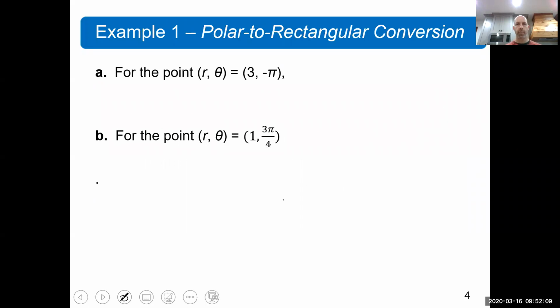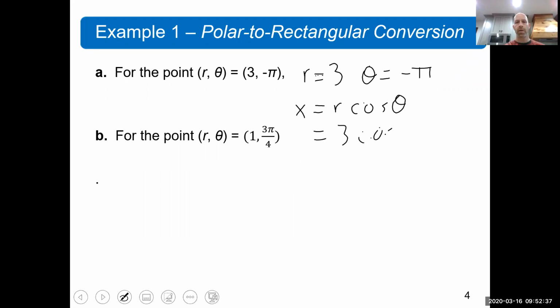All right, so our first example here is we're going to convert a couple of these from polar to rectangular. So for part A, we've got r is equal to 3, and theta is equal to negative pi. So that means that x is going to be equal to r times the cosine of theta, which is going to be 3 times the cosine of negative pi, and that of course is negative 3.